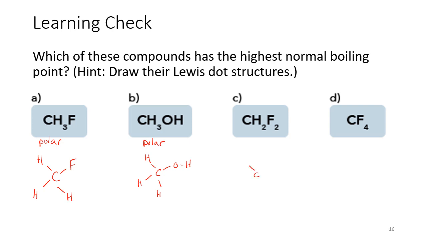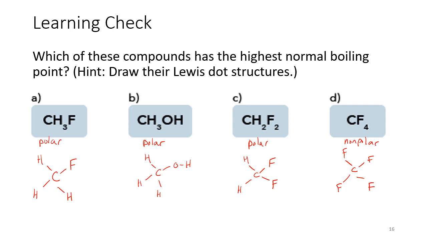C, CH2F2, carbon with 2 hydrogens and 2 fluorines. This will also be a polar molecule. And lastly, CF4, carbon bonded to 4 fluorines. It's tetrahedral and symmetrical since all outer atoms are fluorine. Therefore, this is going to be a non-polar molecule. Now let's think about what types of intermolecular forces are going to be present in each of these molecules.